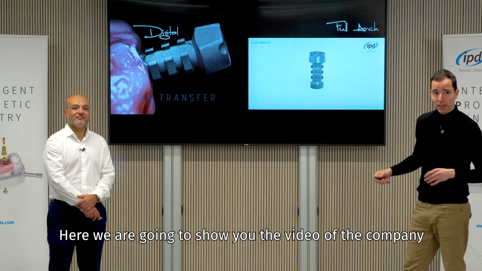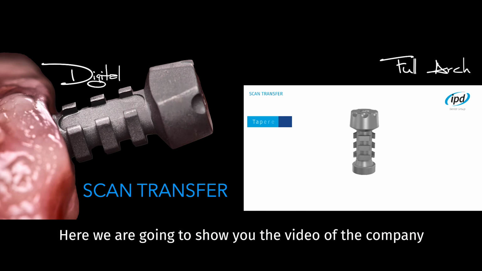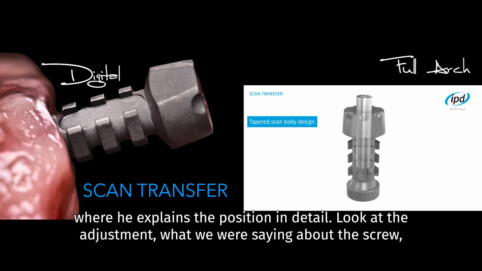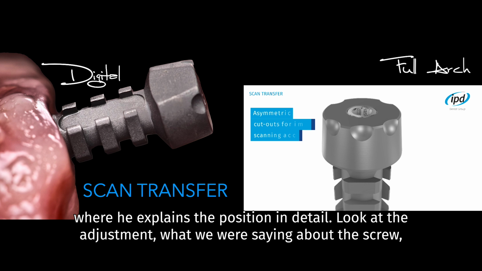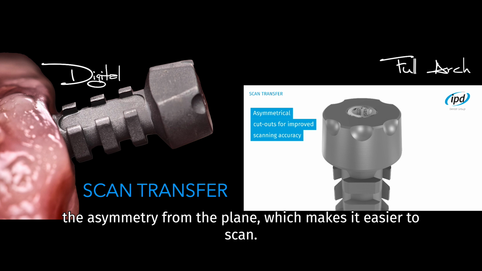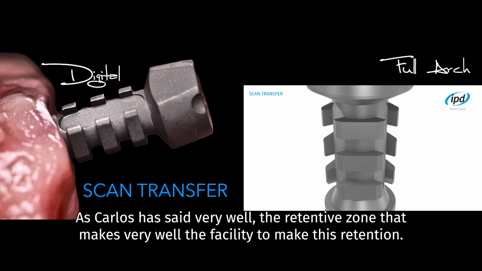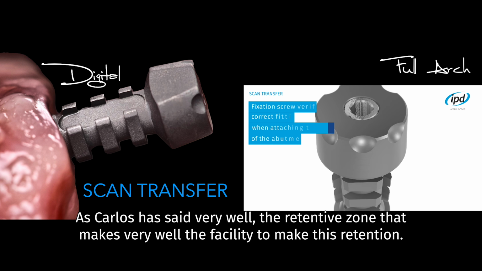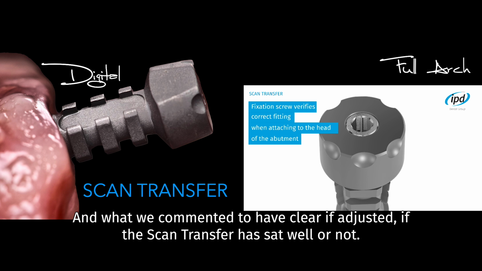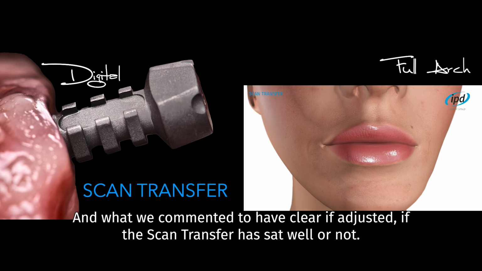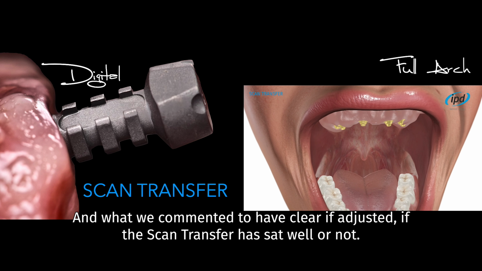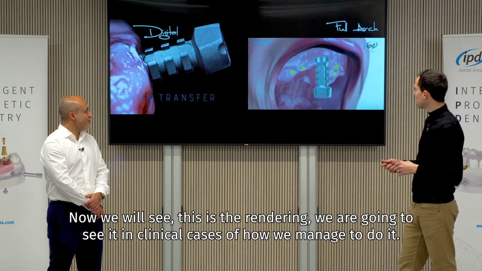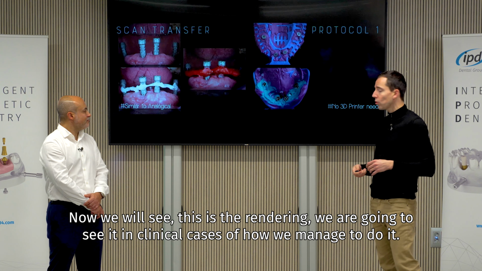Here we are going to show you the video of the company where he explains the position in detail. Look at the adjustment, what we were saying about the screw, the asymmetry from the plane, which makes it easier to scan. As Carlos has said very well, the retentive zone makes it very easy to achieve this retention. And what we commented, to have clear if the scan transfer has sat well or not. Now we will see this is the rendering. We are going to see it in clinical cases of how we managed to do it.